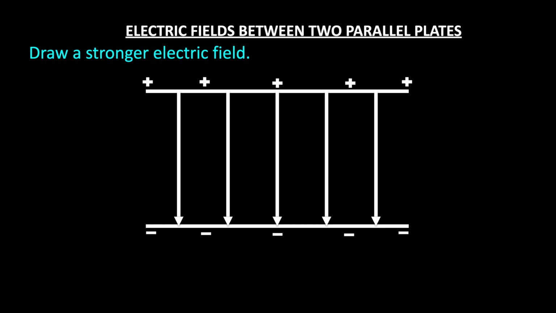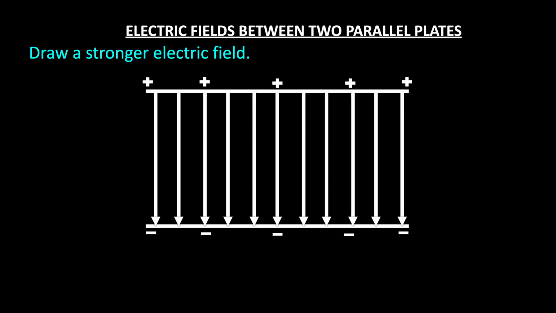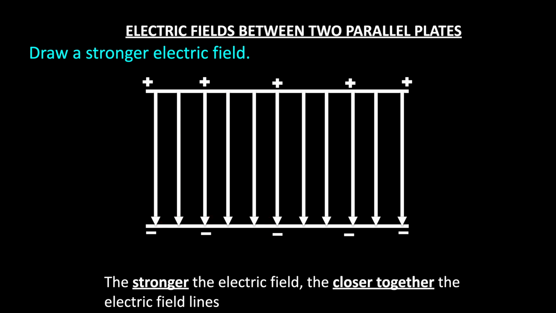So a stronger electric field would simply look like this, with far more lines present between these two plates. We have a greater density of lines and we have a stronger electric field. These lines are clearly much closer together.